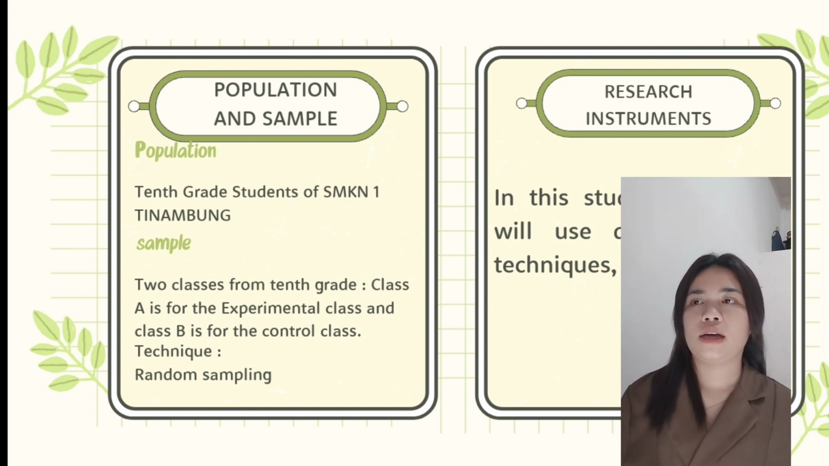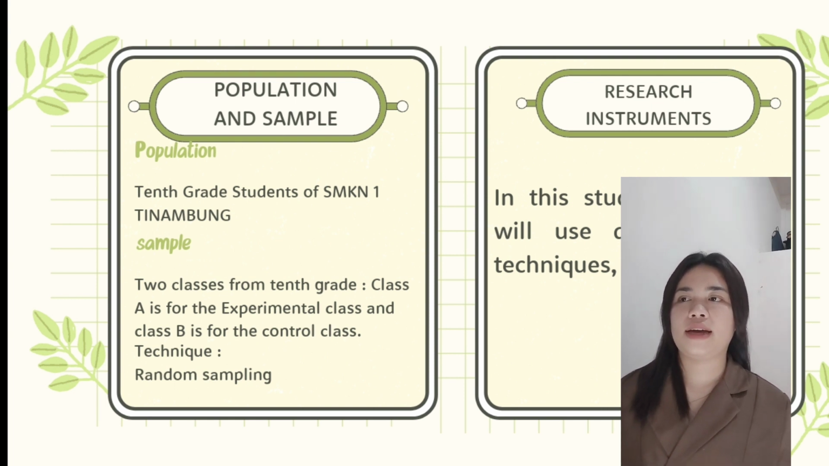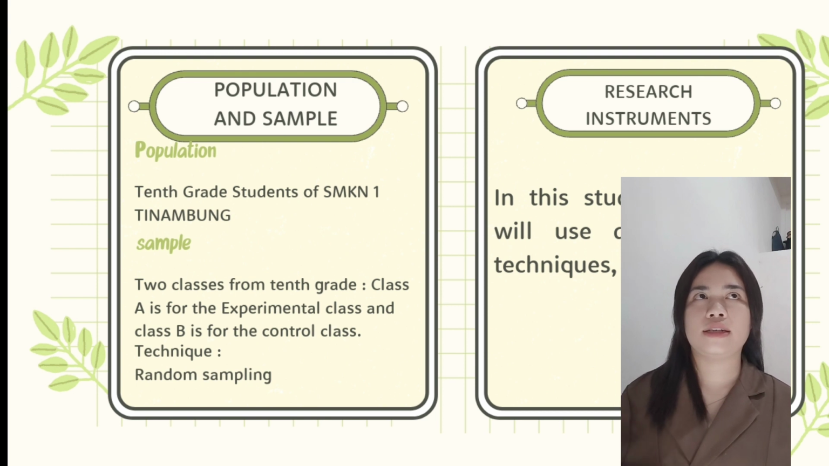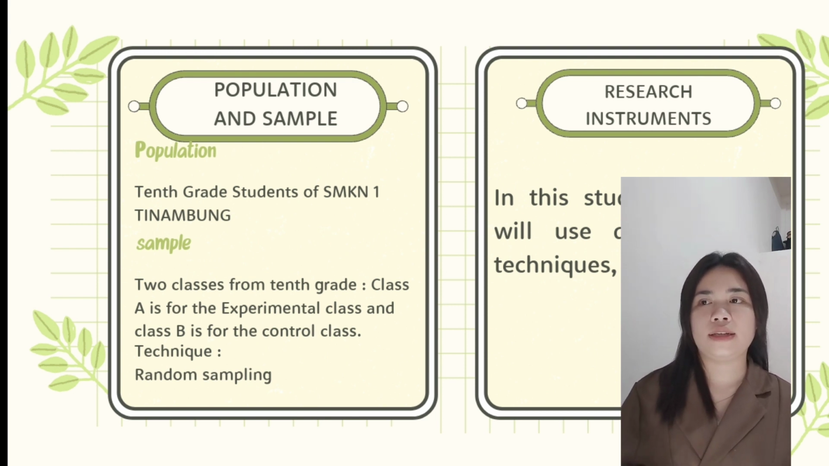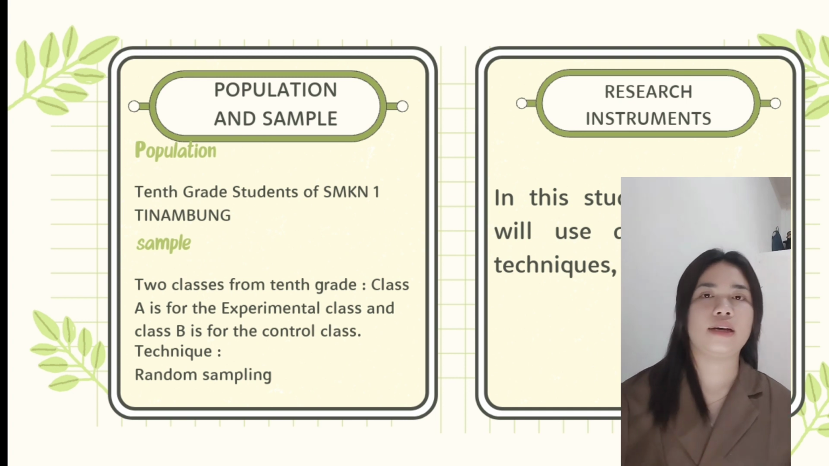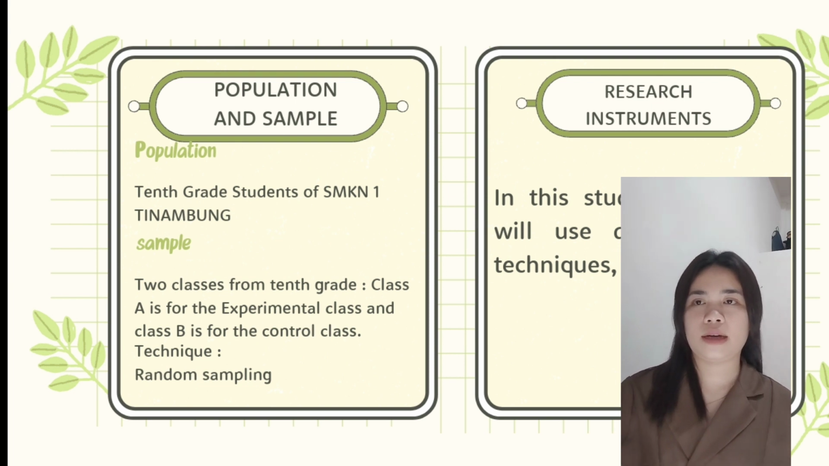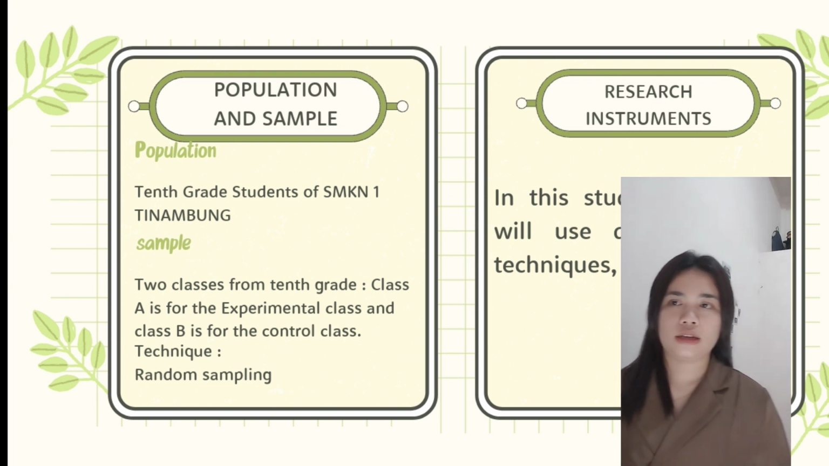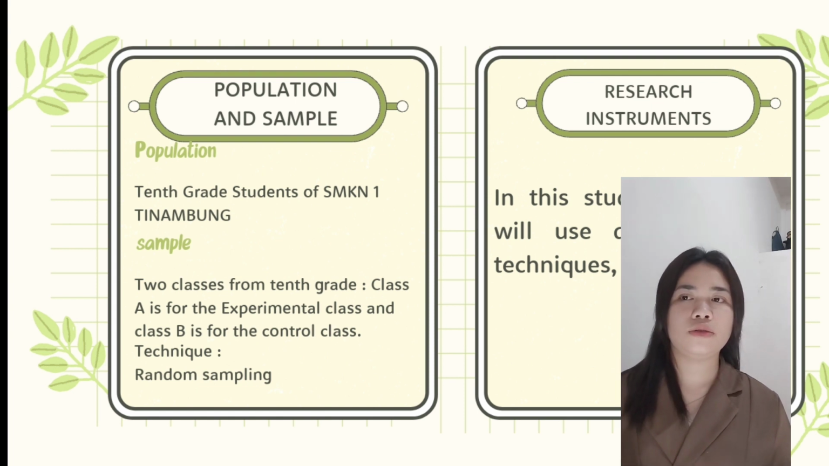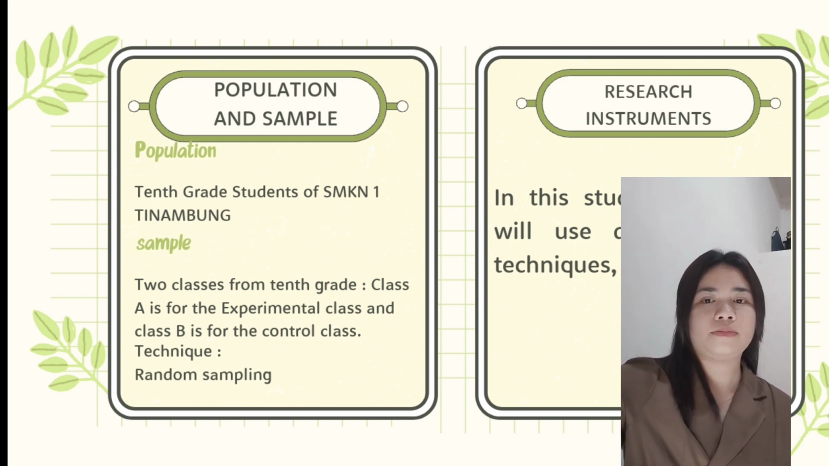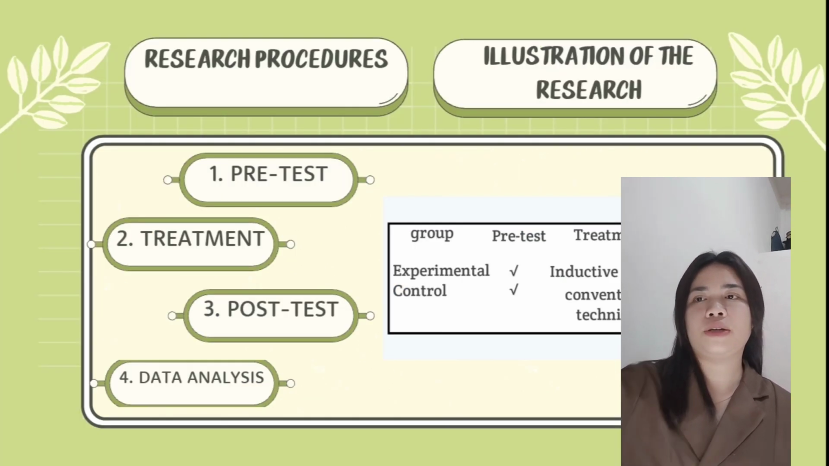Okay, next, population and sample. The population in this study is the 10th grade students of SMKN 1 Tinambung, and the sample is 2 classes from 10th grade. The researcher will create 2 classes: the first is the experimental class, and the next is the control class, and the sampling technique is random sampling. And the next is research instrument. In this study, the researcher will use a data collecting technique, namely tests.